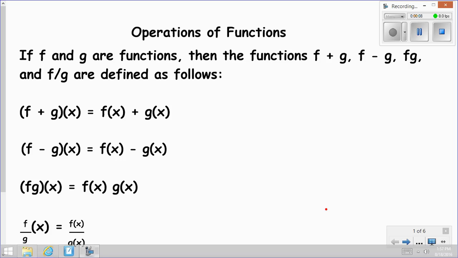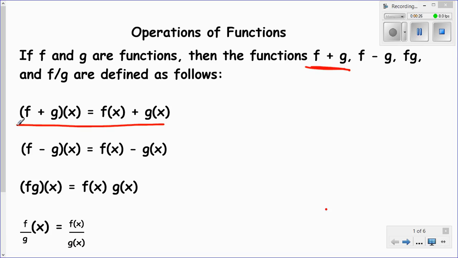Tonight we're going to talk about operations of functions. If f and g are functions, then the functions f plus g, f minus g, f times g, and f divided by g are defined as follows. If you're adding two functions, you could use any of these notations. They all mean the same thing: f plus g of x, and f of x plus g of x. And if you're subtracting two functions, again, you could use all three of these notations: f minus g of x, or f of x minus g of x. They're all equal to each other.